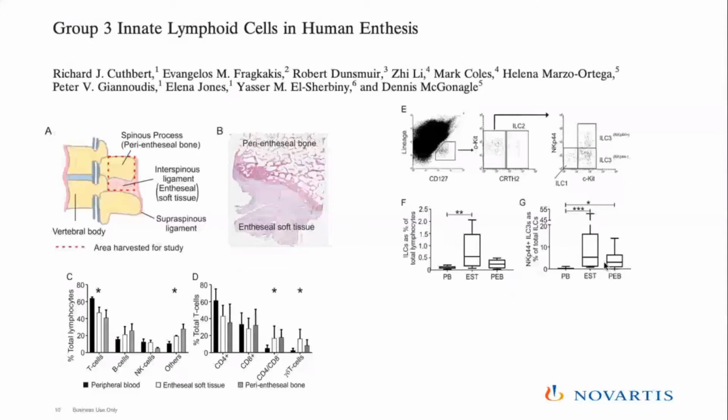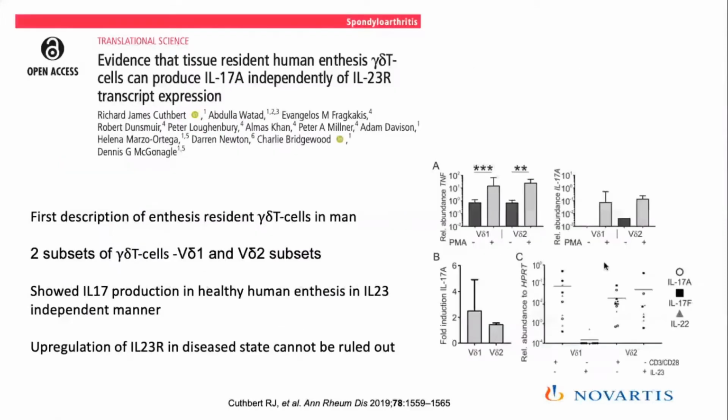In the same kind of experiments in which people have taken the enthesial soft tissue and perienthesial bone, they've also shown the presence of enthesial resident T cells. Remember, the previous resident T cells were shown in mice. So this was the first description of enthesial resident gamma delta T cells in man. And two subsets of gamma delta T cells have been identified, the V delta 1 and V delta 2.